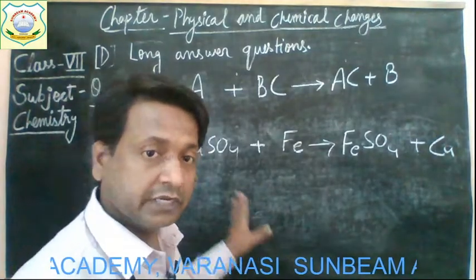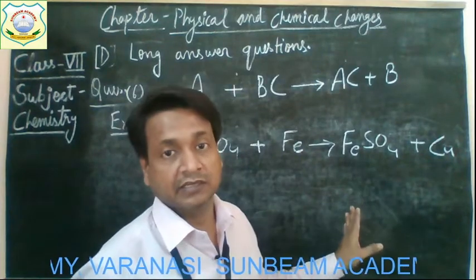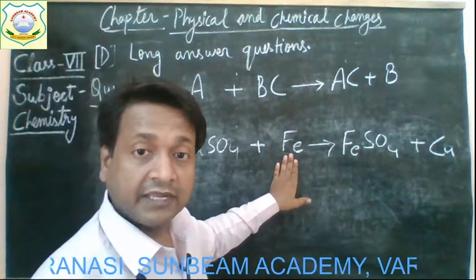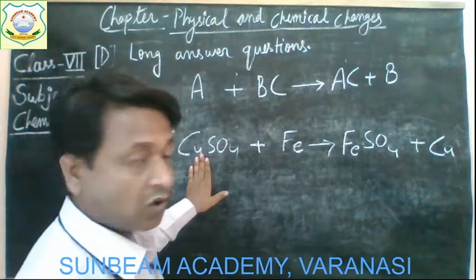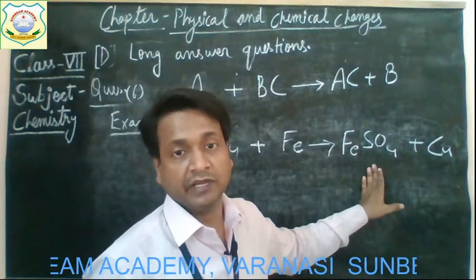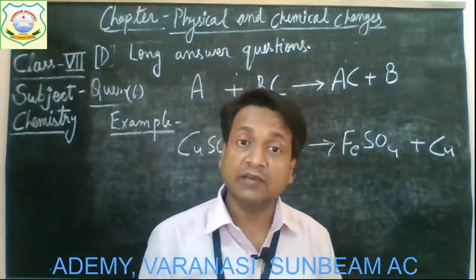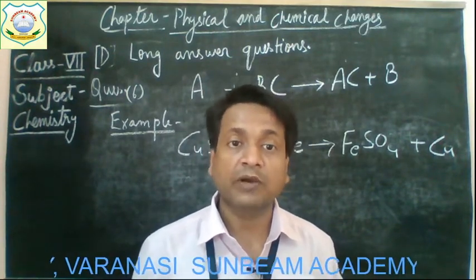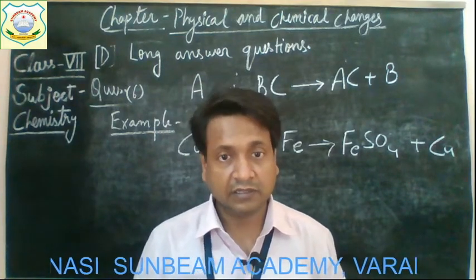Got it, children? So this is the chemical equation of displacement reaction. In this, what will happen? Iron is more reactive, so it displaces the copper from copper sulfate and forms iron sulfate. So in this reaction, you can say that iron is a more reactive element than copper. So iron displaces copper from copper sulfate. Got it? Is it, children?